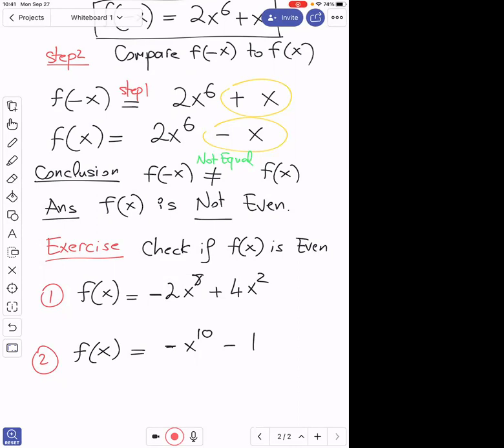But in the homework and the test, you have to write down all the steps. I mean, justify your answer.